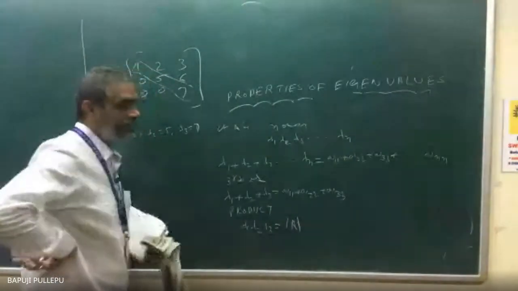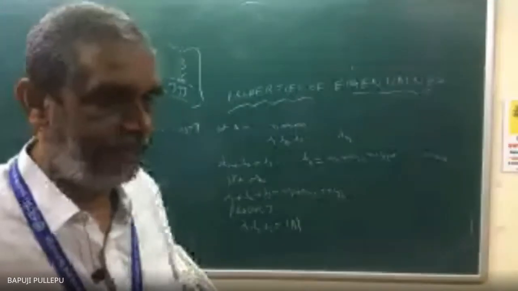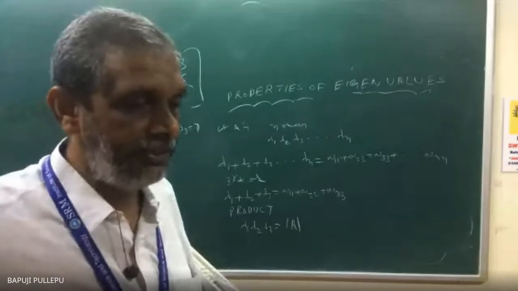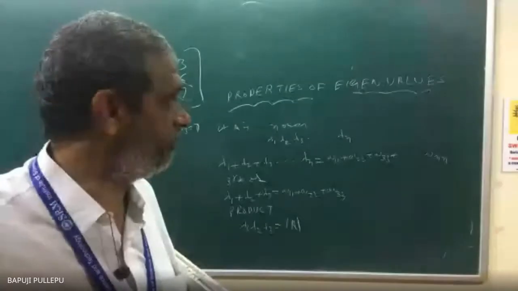No, sir. Right. Now these two are very important. The sum of the eigenvalues is the trace of the matrix, A11 plus A22 plus A33, the sum of the diagonal elements. The product of the eigenvalues is the determinant of A. Yes, we can remember. Very, very important. Next.